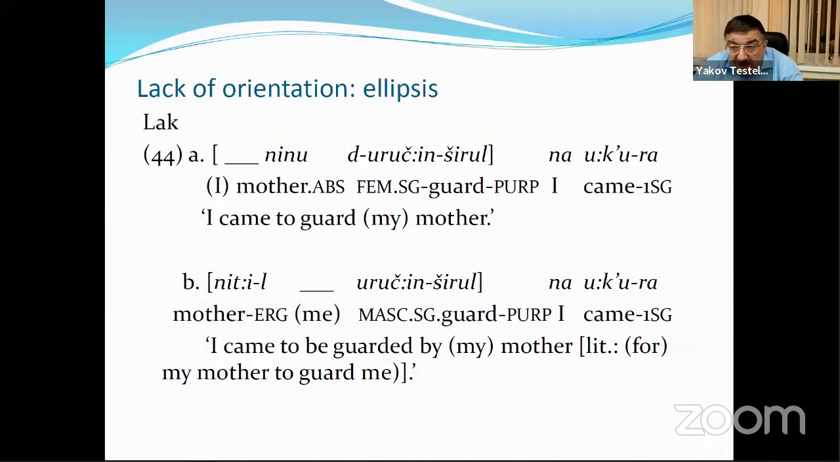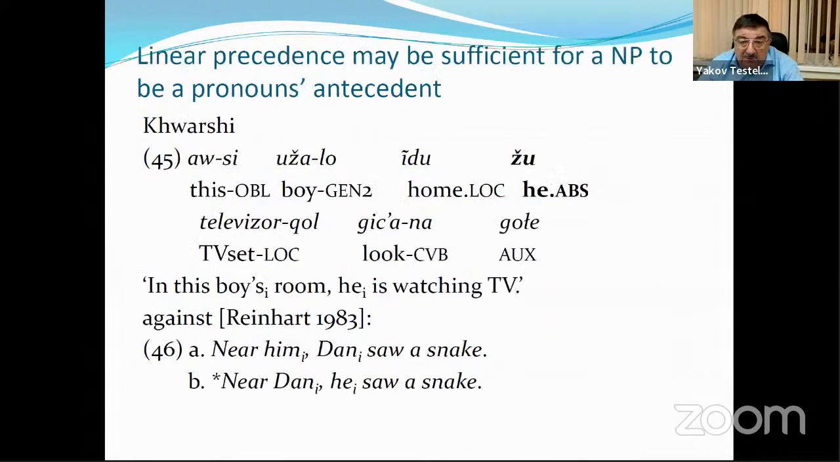Another lack of orientation in ellipses, with purpose converbs in Lak. I came to guard my mother. Mother, to guard I came. So I can be deleted in the subordinate clause, but the direct object can also be deleted. The subject can be deleted, but the direct object can also be deleted. Nitil uruchin shiru na ukura. I came to be guarded by my mother. No restrictions here. 44b.